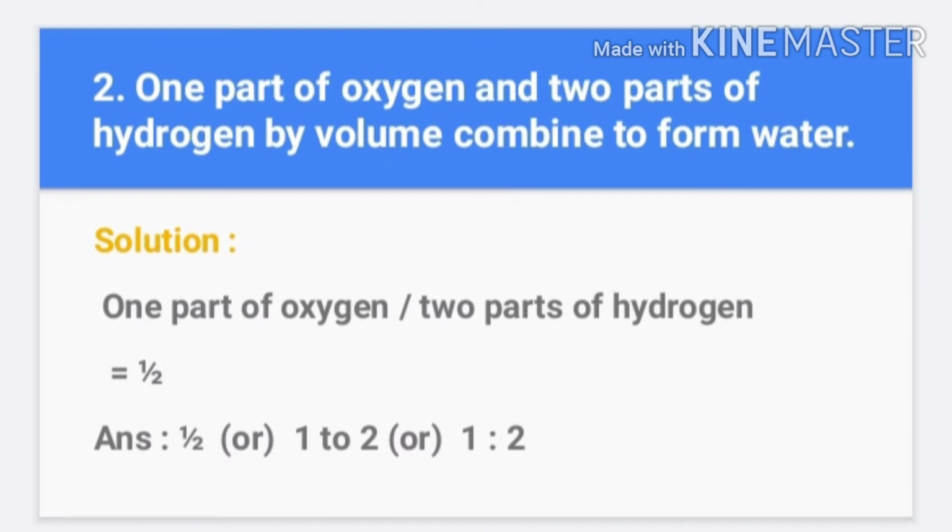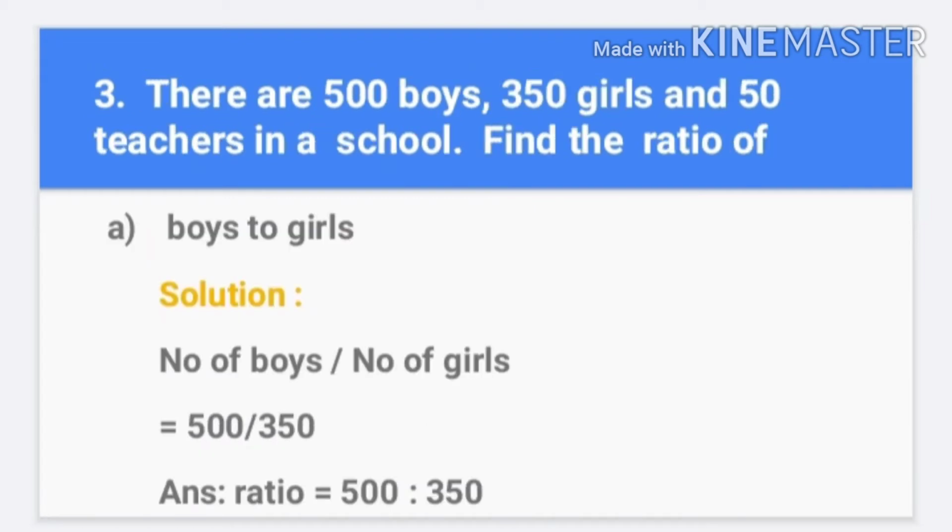One part of oxygen and 2 parts of hydrogen by volume combined to form water. Solution: 1 part of oxygen equal to 1, 2 parts of hydrogen equal to 2. The ratio of 1 part of oxygen and 2 parts of hydrogen is 1 by 2, or 1 to 2, or 1 is to 2.